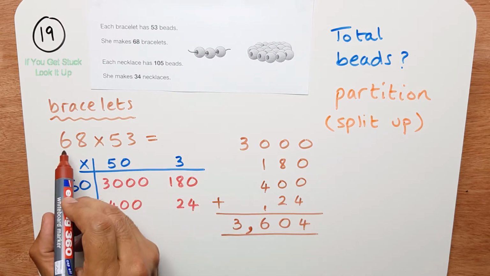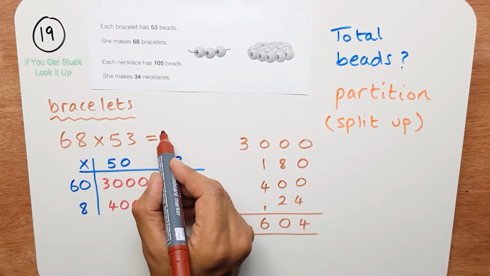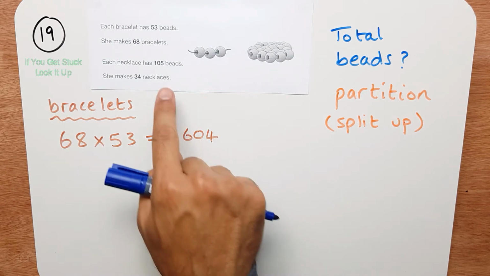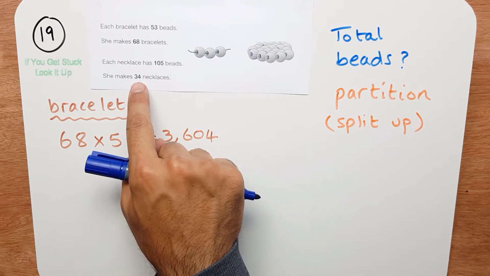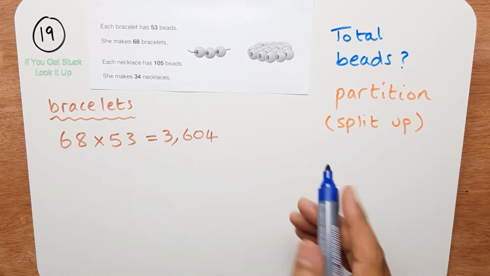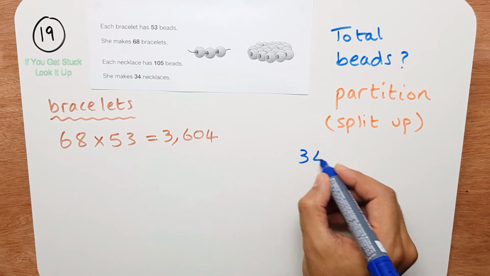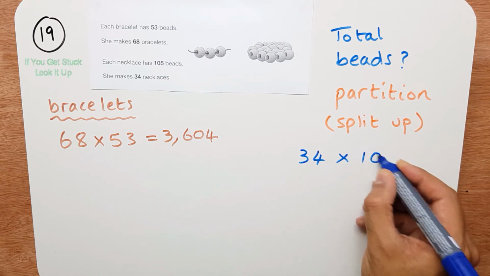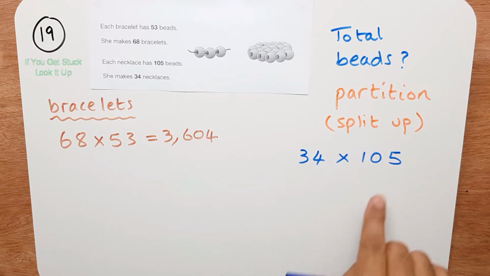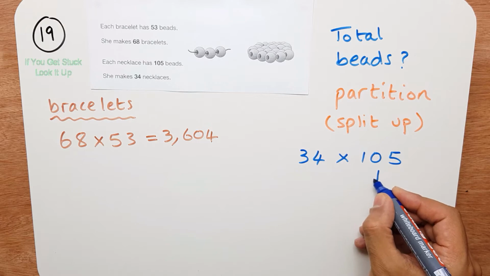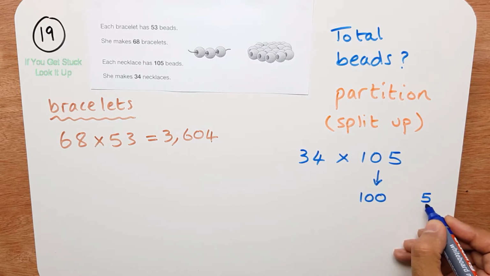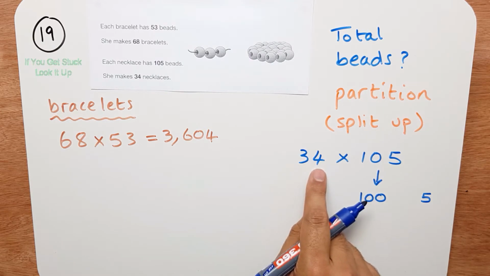So I know the bracelets need 3,604 beads. Now the next part, we need to calculate the number of beads in 34 necklaces. So again, I'm going to do the same thing. 34 times 105. Now again, there's lots of ways of doing this. What I would do is partition this into 100 and 5, and multiply it by 34.